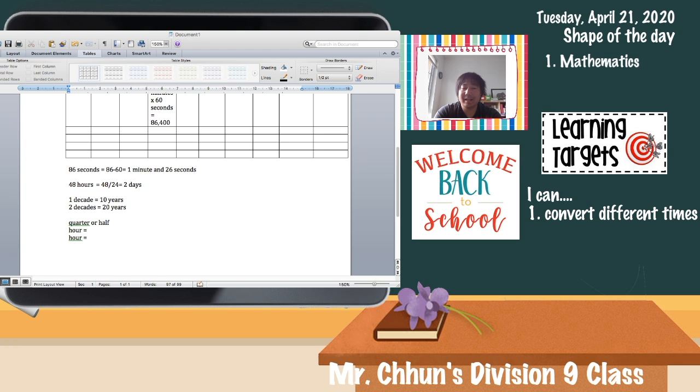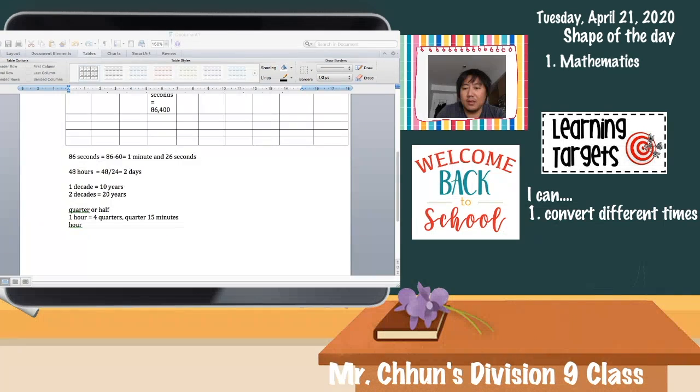So let's take a look at an hour. Now an hour is comprised of 4 quarters. Now each quarter is worth 15 minutes. Now let's take a look at a half hour. So 1 hour is comprised of 2 halves, and each half is worth 30 minutes. So in a half, there are 2 quarters in it, which are also 15 minutes.